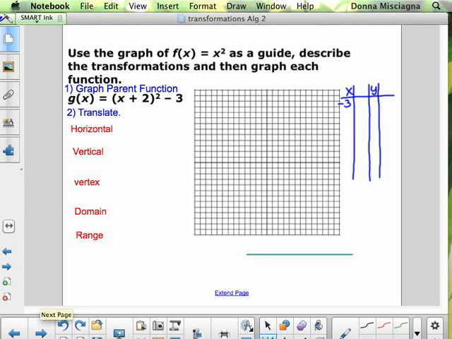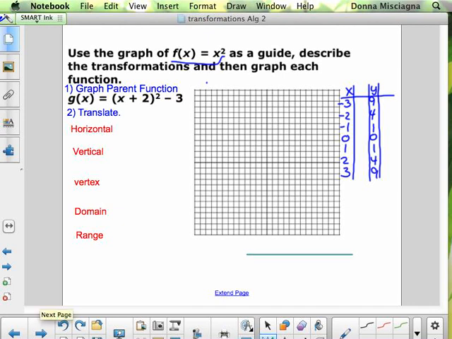Negative 3, negative 2, negative 1, 0, 1, 2, and 3. And then we square those numbers because the parent graph is y equals x squared. A nice curve. So negative 3 squared is 9, and then negative 2 squared is 4, negative 1 squared is 1, 0 squared is 0, and then 1, 4, and 9. And so let's go ahead and graph those.